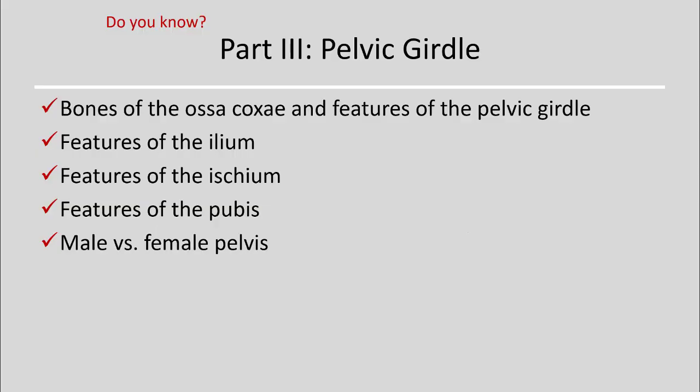So in the pelvic girdle, you should know the bones of the ossa coxa and features of the pelvic girdle as a whole. Then you should know the individual features of the ilium, ischium, and pubis, also using the proper terminology. For the sake of time, I didn't name each one in the proper format. I just identified where the features were. And then you should know the differences between the male and female pelvis.